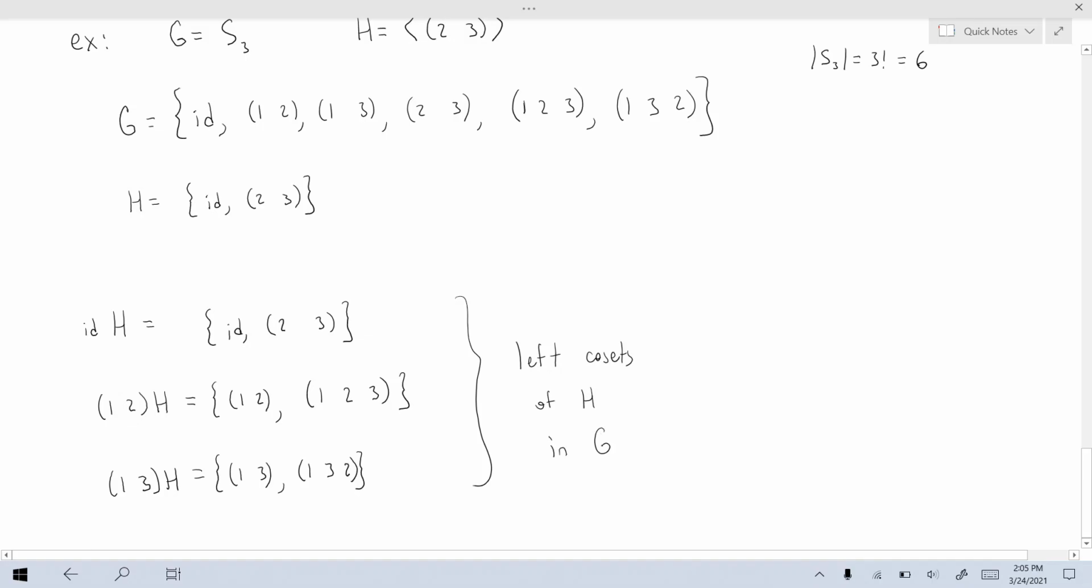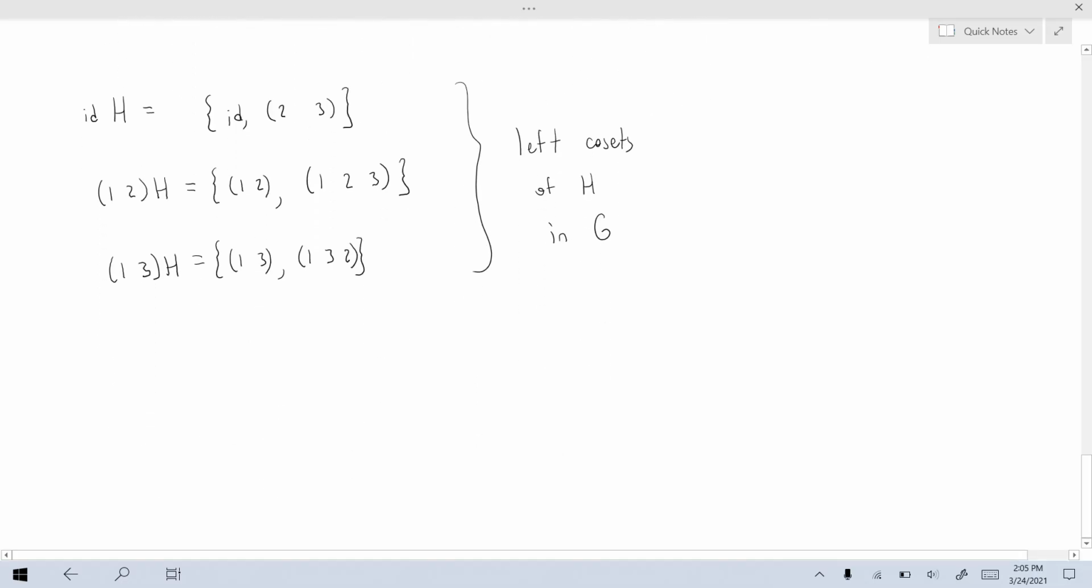But in this example, as I mentioned in my last video, S3 is not abelian. That means that the left cosets are not necessarily the same as the right cosets. So let's actually compute the right cosets for this example, which are not necessarily the same as the left cosets that we have just found.